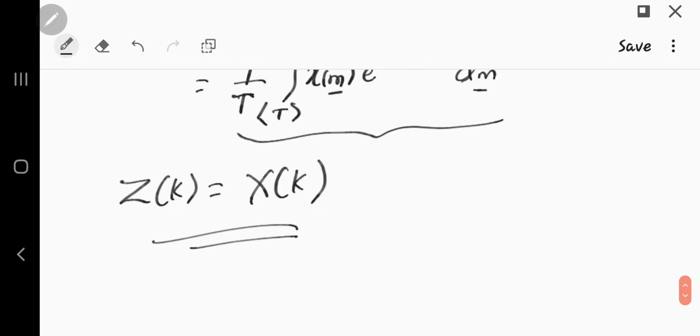I don't want to make this video much lengthier, so I will stop the properties here. In the next video, we'll continue the properties, go through the statement, derive, and get the proof of it. That's it for this video.